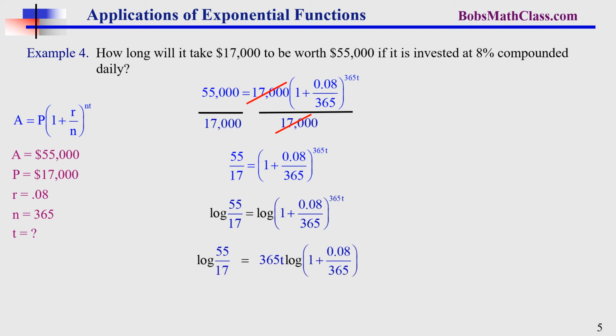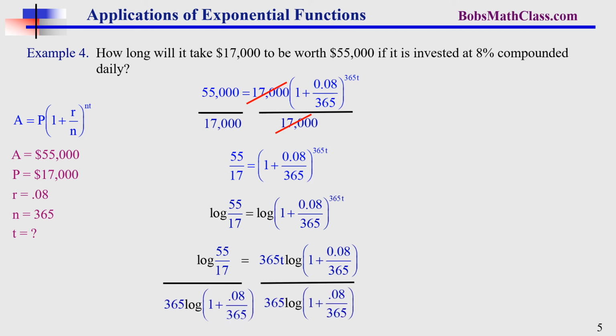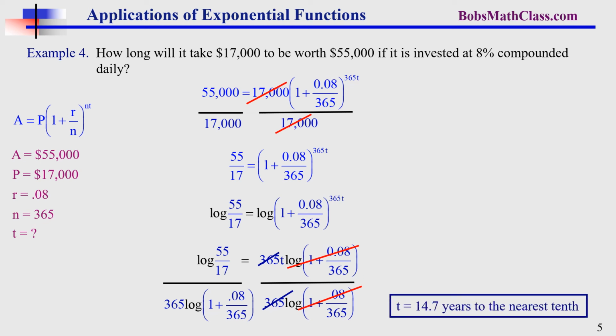Now we no longer have t in the exponent. Get t by itself by dividing by everything that's around the t. That way it all cancels. The log part cancels and the 365 cancels, and all we're left with on the right is a t. And then now all that stuff on the left, just got to type it into your handy dandy calculator, and you should get about 14.7 years. I just rounded it to the nearest tenth.